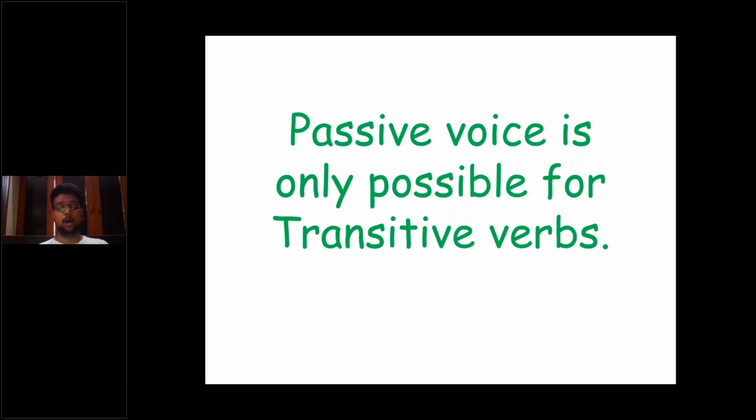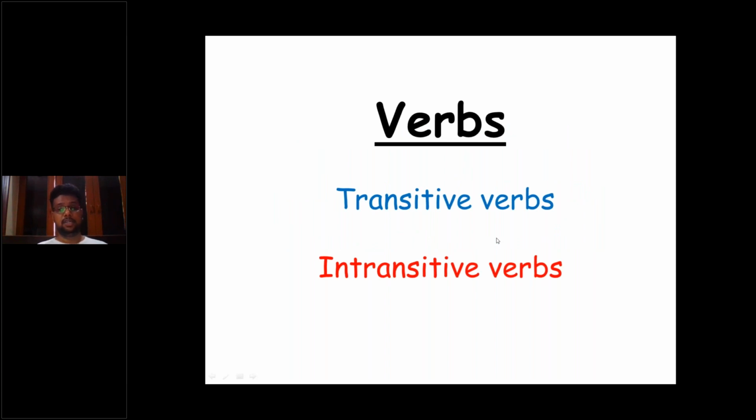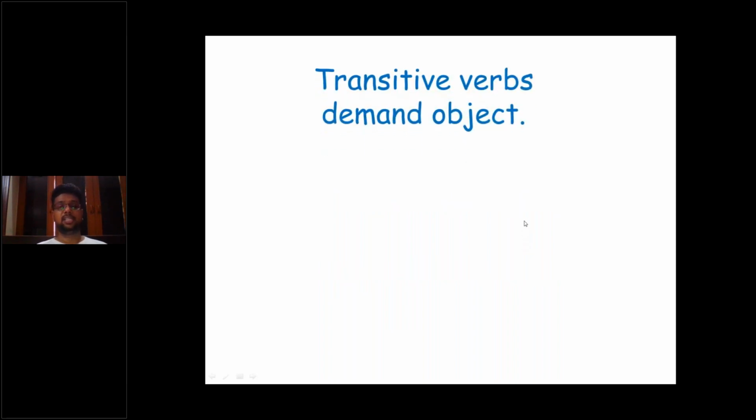So for this, doctors and nurses out there, I want to tell you that verbs are of 2 types. The first type of verb is transitive verb, and the second type is intransitive verb. Let's see what these types are. Transitive verbs demand an object. It is necessary that we have an object with transitive verbs.